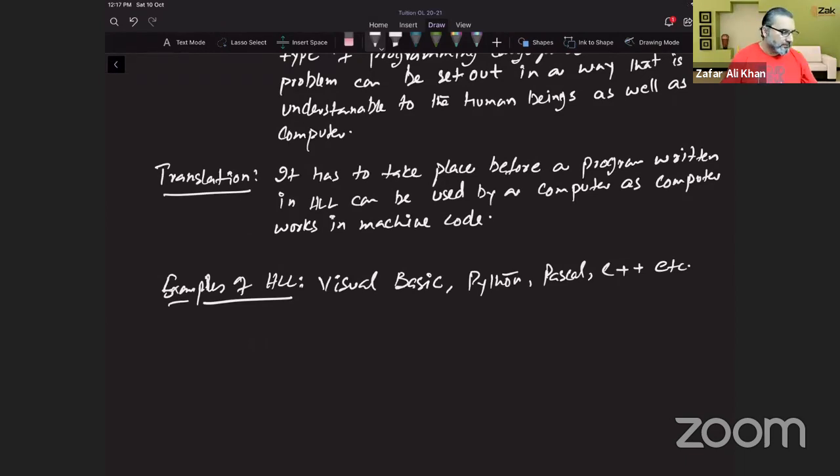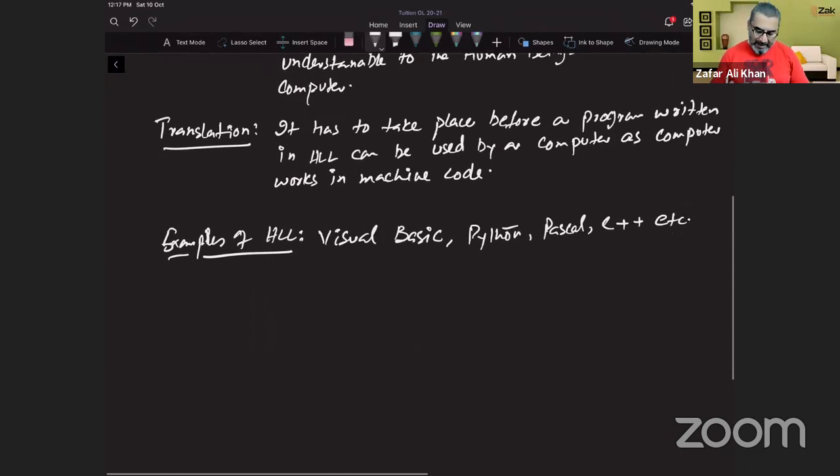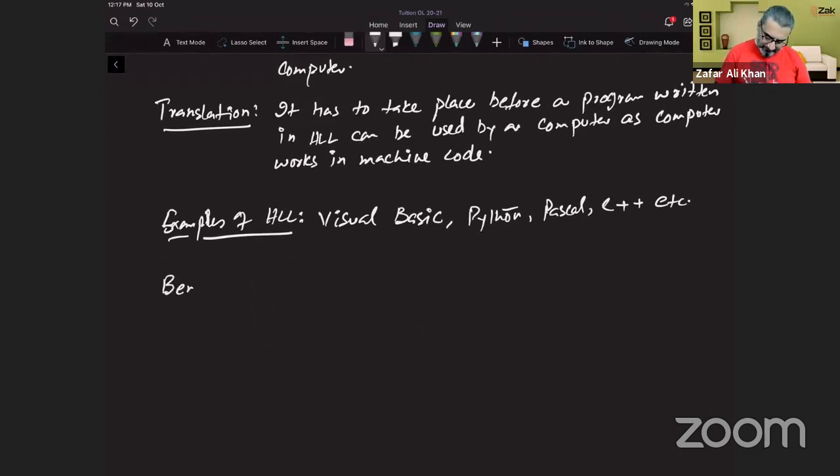Now, benefits of using high-level language. So, what are the benefits of high-level languages? Number one, basically, it is easier to understand.